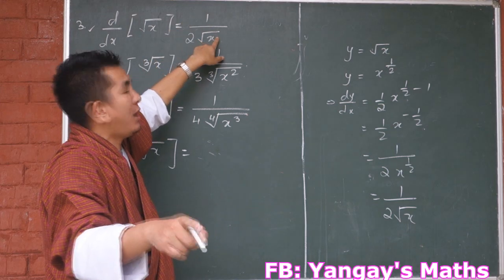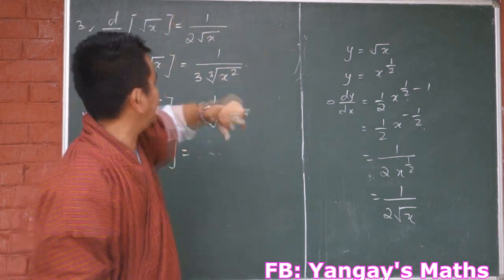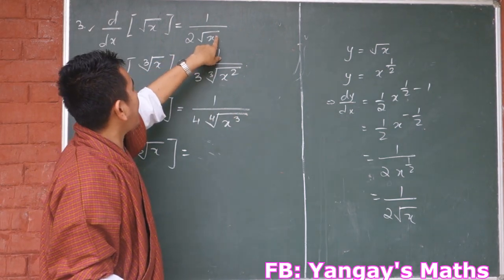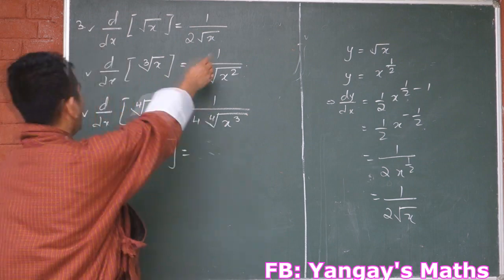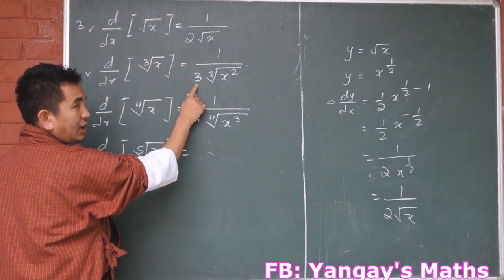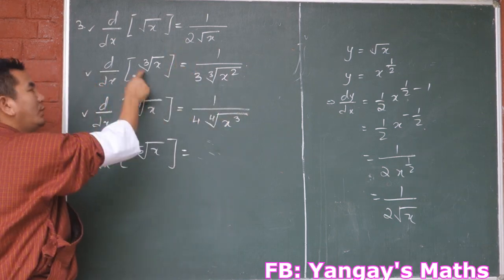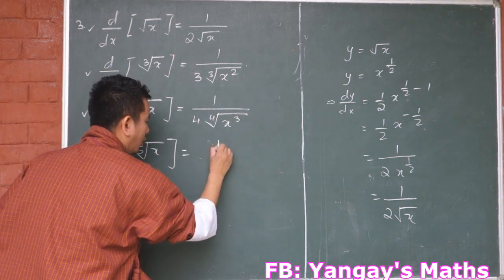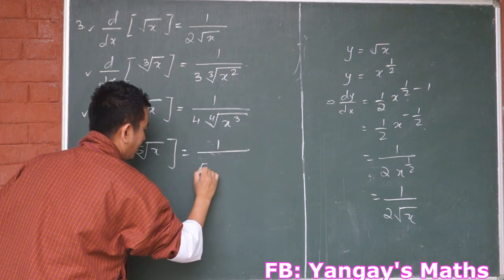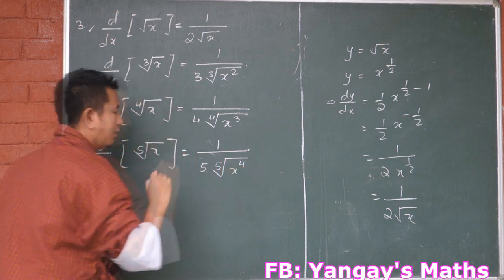Answer positive means power will decrease. If the answer comes negative, it means power will increase. So here the power of x is decreased by 1 with respect to index. See here, what's the index here? 3. 3 comes here, index remains same. Power of x is decreased by 1 with respect to index. Tell me now, what will this be? 1 divided by 5 times 5th root of x raised to power 4.